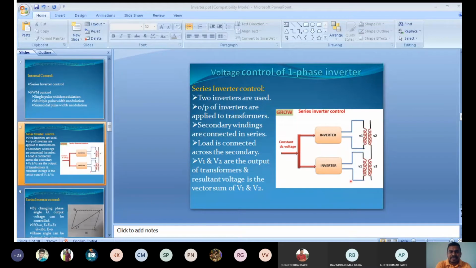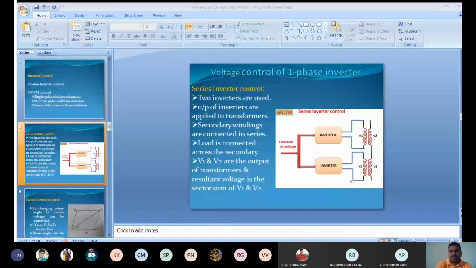So the value of E is 0. So by changing the phase angle, we can change the output voltage control. Now how can we change the phase angle? By changing the firing angle of SCR. If we change the firing angle, the output voltage of inverter is changed, and due to it the phase angle is changed, and as the phase angle is changed, the resultant voltage is changed. So in this manner we can control the output voltage.